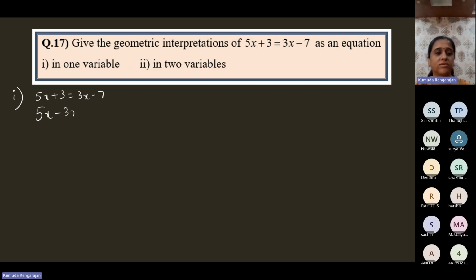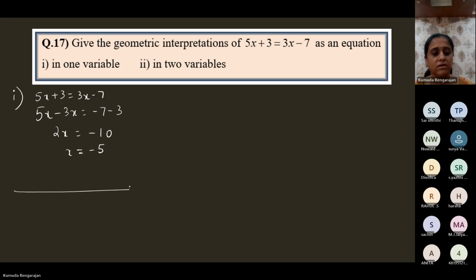Okay. So we'll have to solve this, children. 5x minus 3x is equal to minus 7 minus 3. So 2x is equal to minus 10. x is equal to minus 5. So when you treat this as an equation in one variable, 0, minus 1, minus 2, minus 3, minus 4, minus 5, minus 6. So this is x is equal to minus 5.